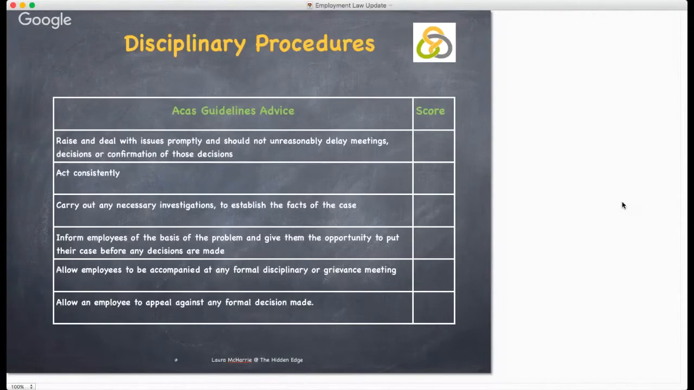On a scale of 1 to 5, with 5 being fab, rate yourself and your business on how well those guidelines are put into practice within your organisation. So there you go, in a nutshell, the 5 fair reasons for dismissal and what happens if you don't use those.